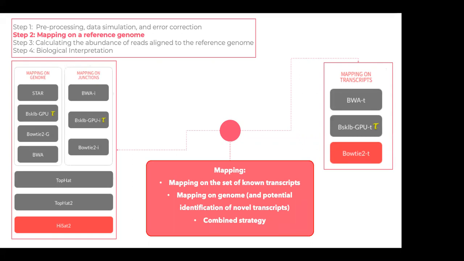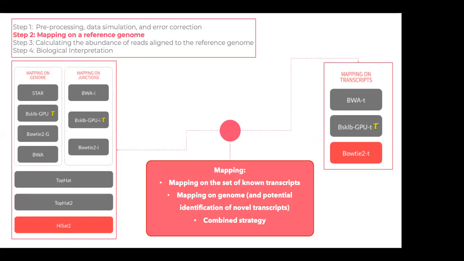TopHat is a fast splice junction mapper for short reads. TopHat aligns RNA sequence reads to a reference genome using Bowtie. Bowtie is a short read aligner. Bowtie is a very popular algorithm, and it is based on the Burrows-Wheeler index, and you can read more about it in the publication. After the reads are aligned by Bowtie, TopHat analyzes the mapping results to identify those splice junctions between exons that we showed you previously as well.